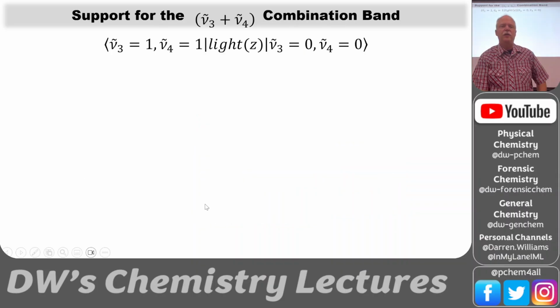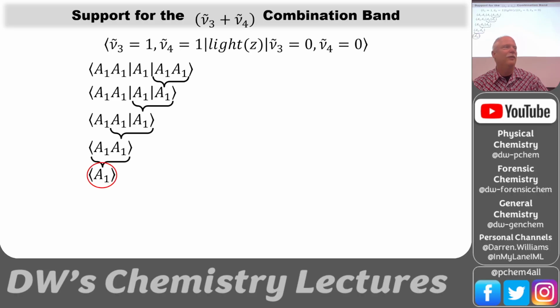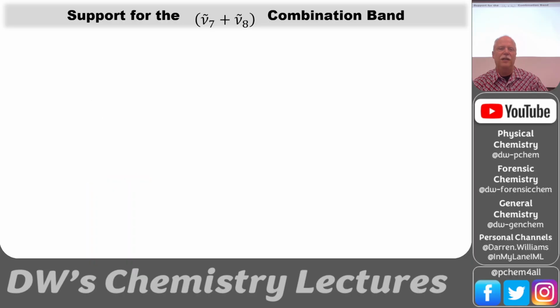So here's the nu3 plus nu4 combination band. This is the easiest one because it's all A1. It's all top row all the way across. So we could just do this: boom, boom, boom, boom, boom. We've got A1 all the way down. That's super easy. But let's look at nu7 and nu8.